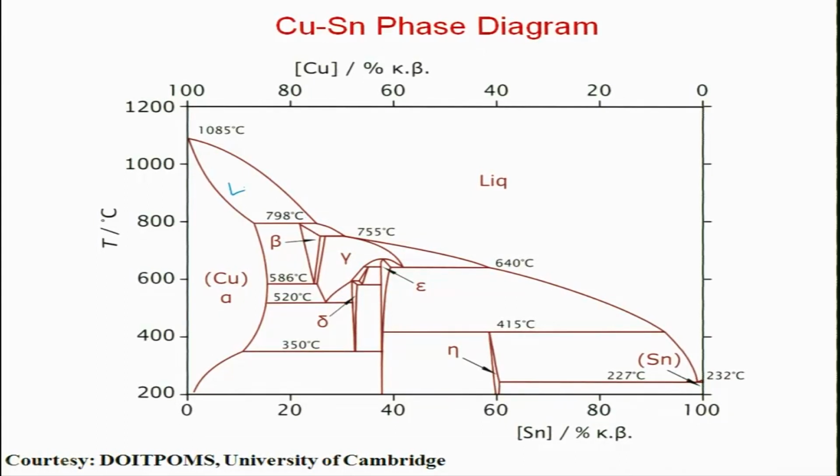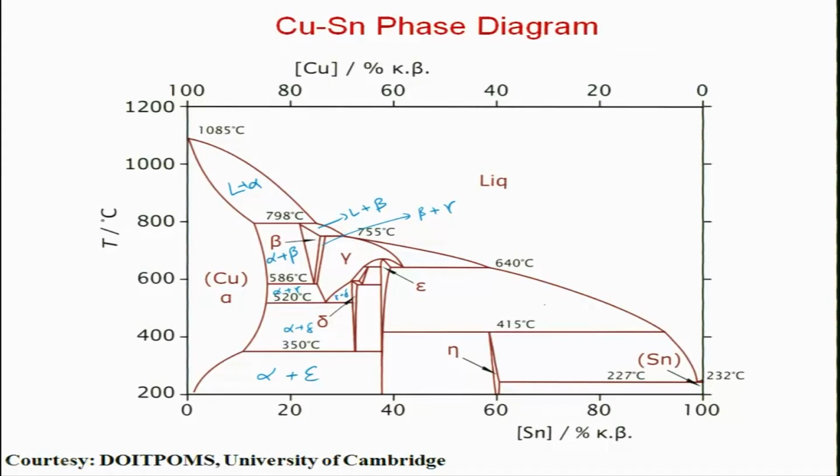So this is liquid plus alpha, this is liquid plus beta, this is beta plus gamma, this is alpha plus beta, and then again you have the delta phase field. So you can have gamma plus delta, you can have alpha plus gamma. So this is alpha plus gamma, this is gamma plus delta, and then you have alpha plus delta, and then you have another phase field, perhaps alpha plus this particular phase, eta phase. So you have eta phase, and so you can keep on labeling.